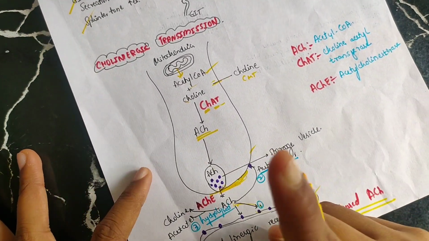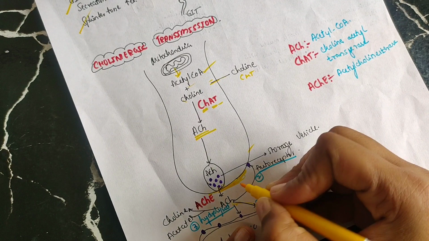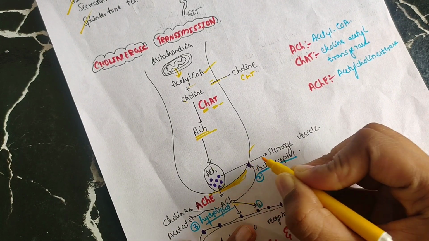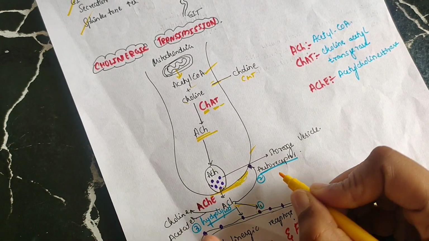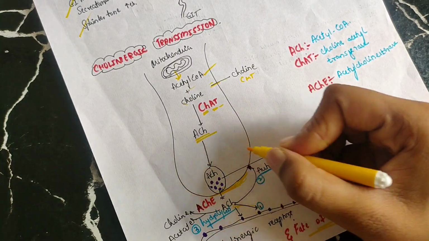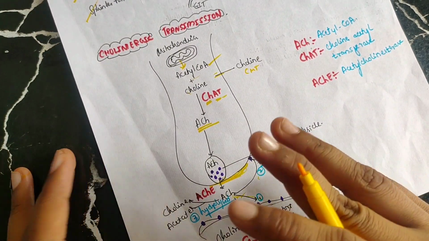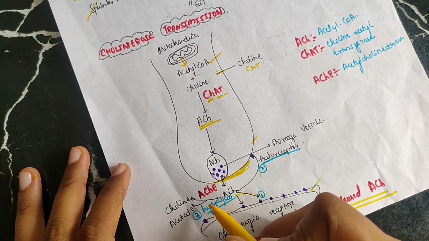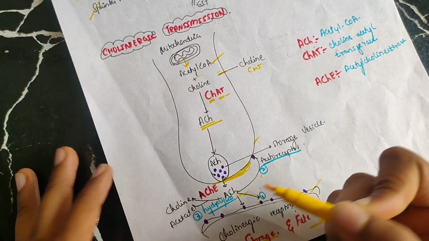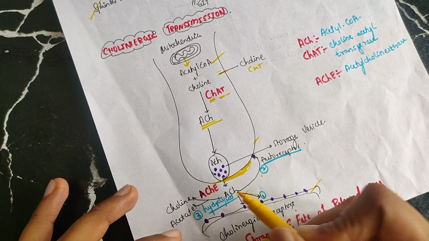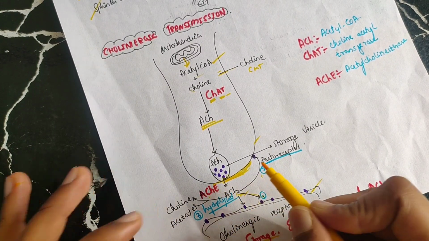This is one fate, and the other is that it will be taken back into the presynaptic membrane, which is called autoreception. The same neuron takes this up, so these are autoreceptors. And the other fate is that acetylcholine will be hydrolyzed to acetate and choline by the enzyme acetylcholinesterase.